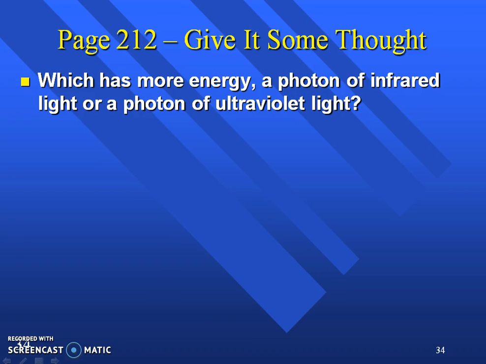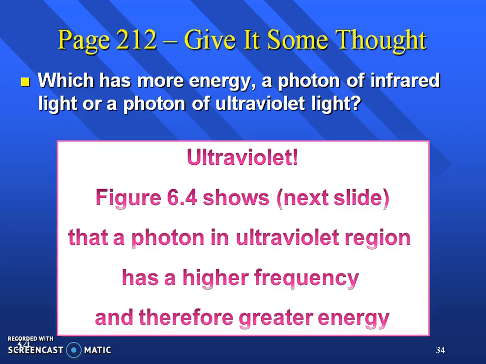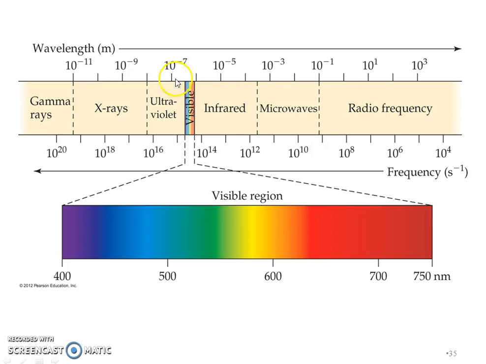Give it one more thought: which has more energy, a photon of infrared light or a photon of ultraviolet? Ultraviolet, because that region has higher frequency, therefore greater energy. If we look at the electromagnetic spectrum, it goes from gamma to X-rays to ultraviolet to visible to infrared to microwaves to radio.